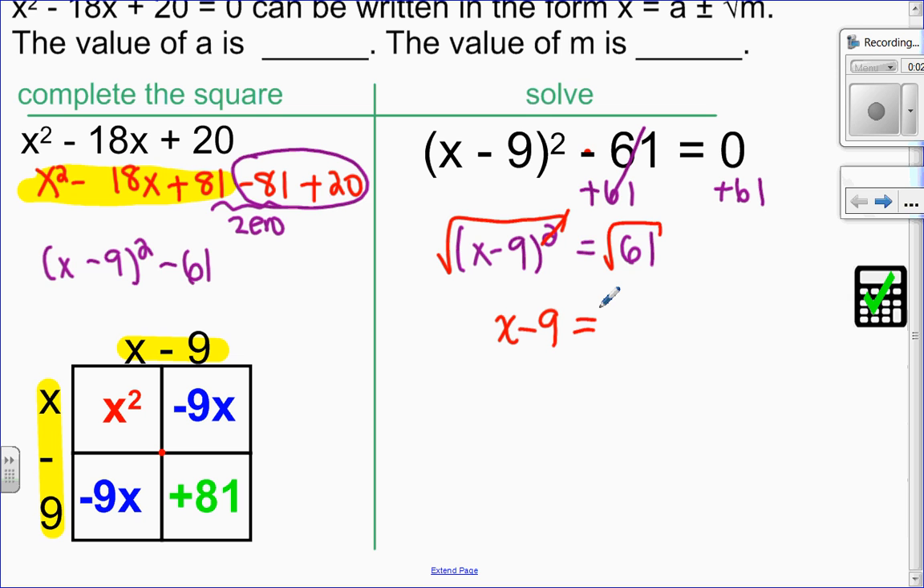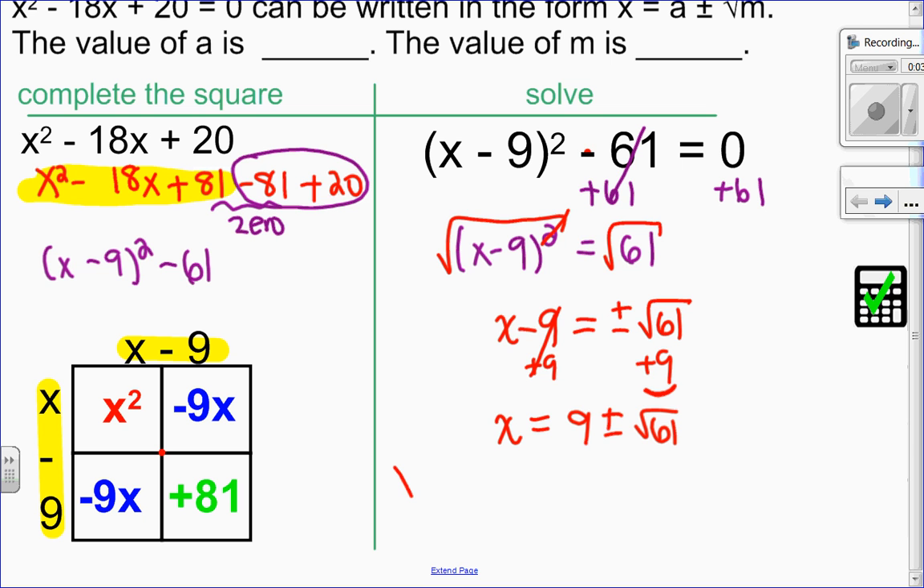Now remember, when you take the square root of a number, this was the square root principle, it is equal to positive and negative that answer. Now 61 has no perfect square factor, so that's as far as I can go. So I'll add 9 to both sides, and now my variable is isolated. Always start with your number first, so 9 plus or minus the root of 61. I can leave my answer like that because it is a root.